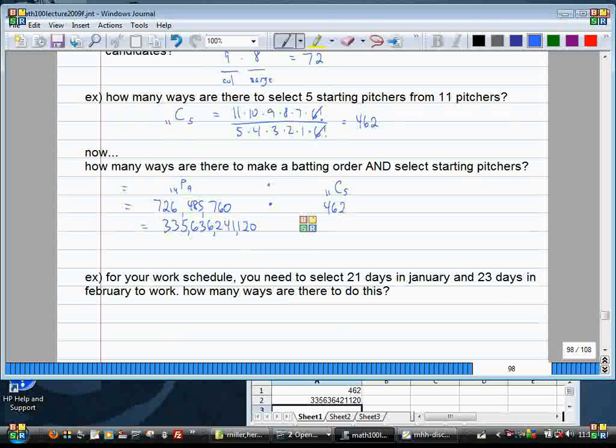So what's the first thing you need to do? Select 21 days in January. Now, how many ways are there to do that? 31 days in January, 28 days in February. So you have to do January, and then what's the other thing you have to do? February. And when you have those numbers, what are you going to do with them? You're going to multiply.